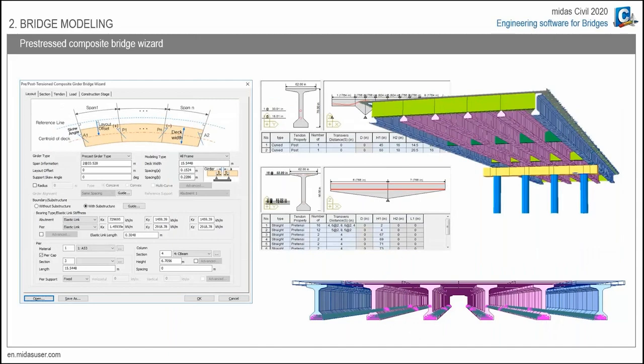Similarly, we have one available for prestressed composite bridges as well. Here, if we have a multi-girder system, I girder or box girder system, then we can generate it using the wizard. Now, let me take you to the program where we can see how we can generate the model using the wizard.